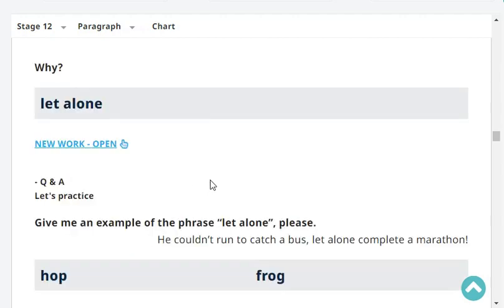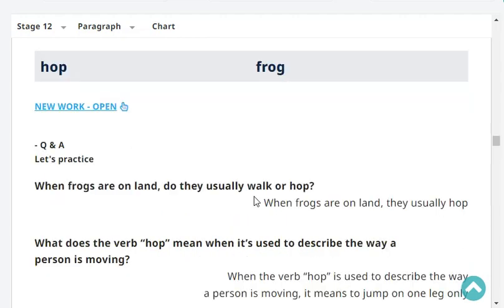Give me an example of the phrase let alone, please. He couldn't catch a bus, let alone complete a marathon. Very good.